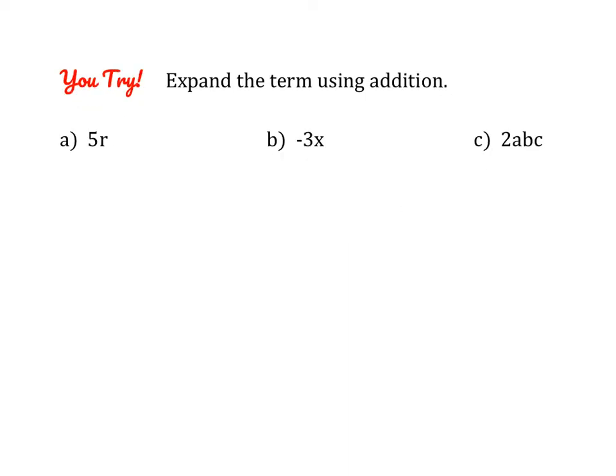Okay, go ahead and pause the video and give these 3 a try. Okay, go ahead and check. So 5r we could rewrite as r plus r plus r plus r plus r. Negative 3x we can write as negative x plus negative x plus negative x. And remember, 2abc means I have 2 sets of abc's. So it's abc plus abc.